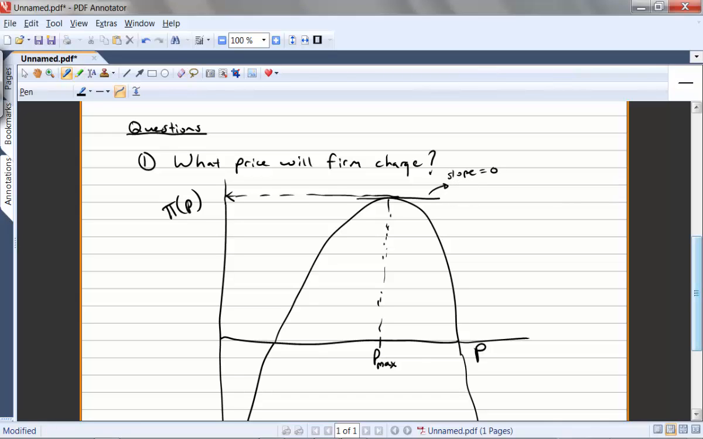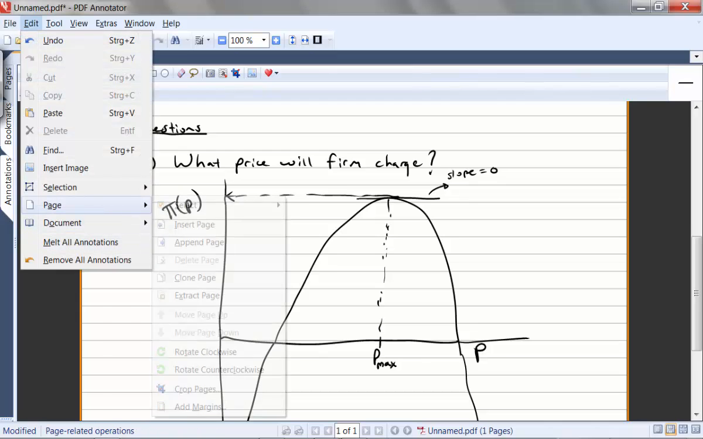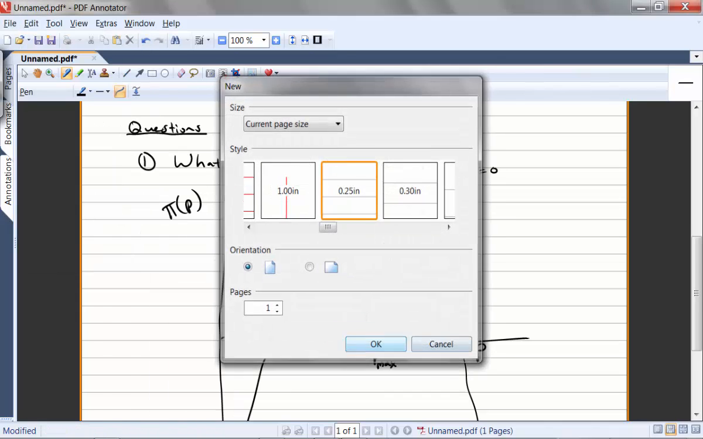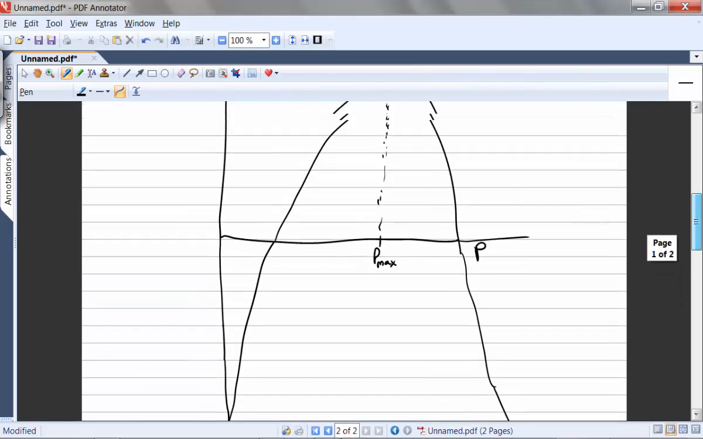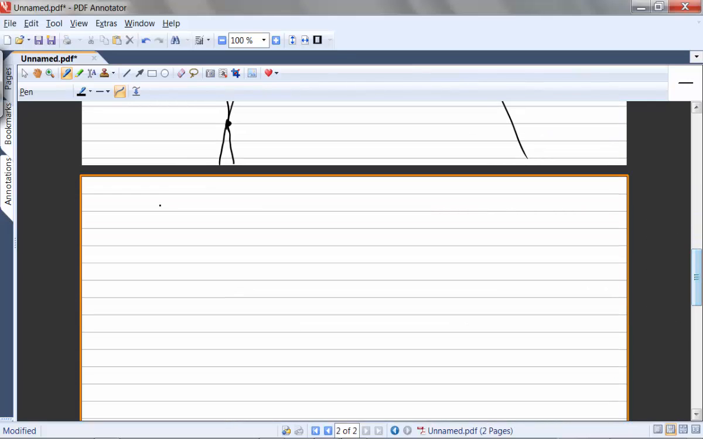It turns out that the derivative of a function is the slope of the tangent line. Those are two synonymous concepts. So what we need to do is take the derivative of the profit function. We'll abbreviate it as pi prime. Another notation for it is d pi dp.